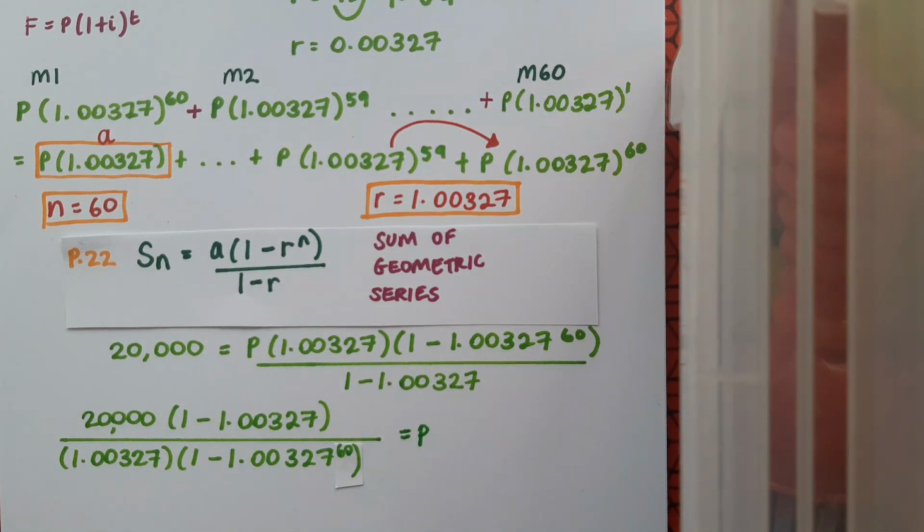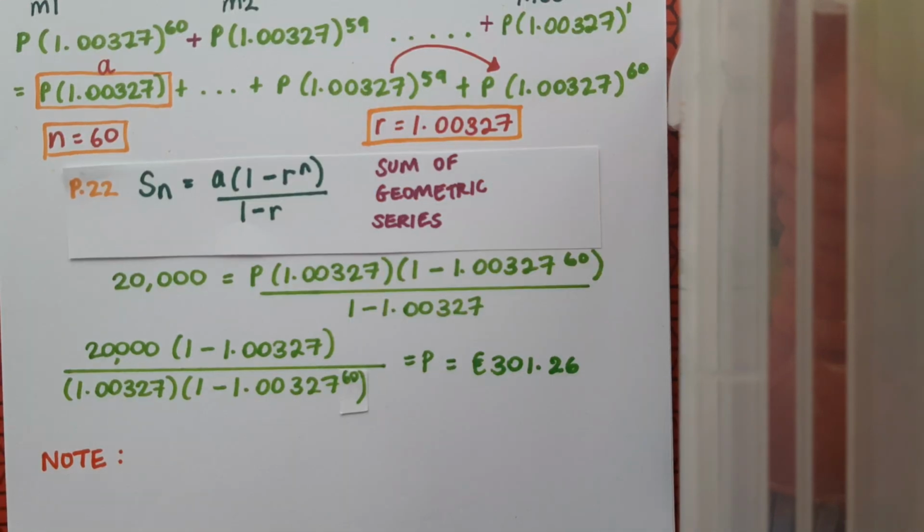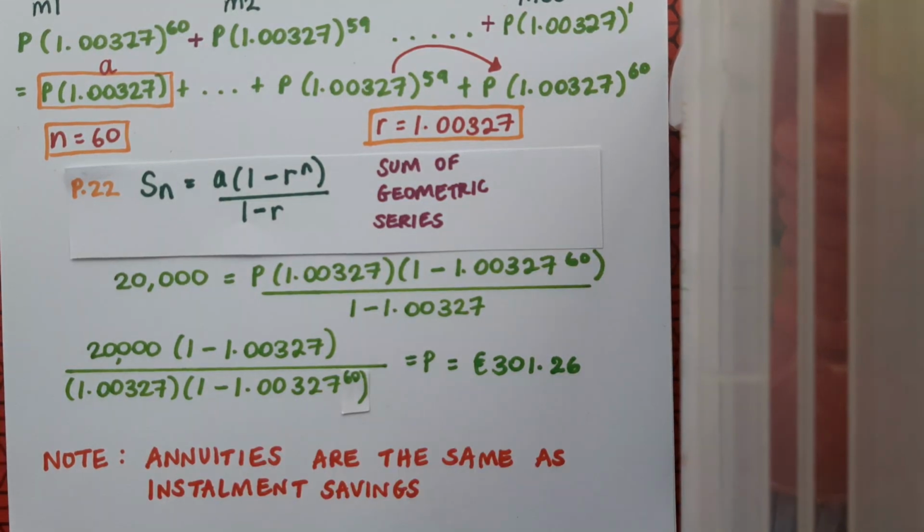And as always, just take care with it and be super careful that your power is inside the bracket. So in this case, the amount that Rose needs to deposit monthly to reach a goal of 20,000 in 5 years' time is €301.26. And just one last note to finish up on, which is that annuities are the same as instalment savings from the point of view of calculation.